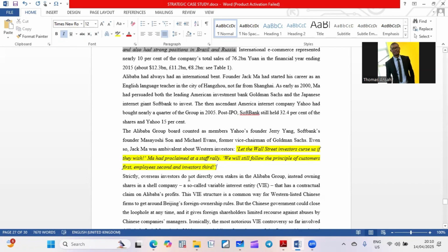Strangely, overseas investors do not directly own stake in Alibaba. Instead of owning shares in a shell company, a so-called variable interest entity that has a contractual claim on Alibaba's profit. The VIE structure is a common way for Western-listed Chinese firms to go around Beijing's foreign ownership rules. Did you highlight that one too?